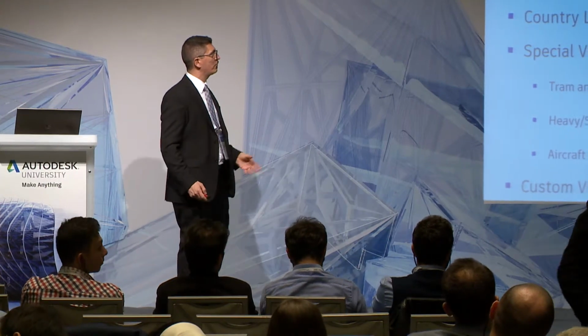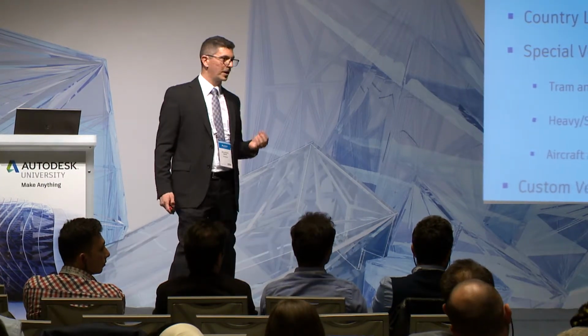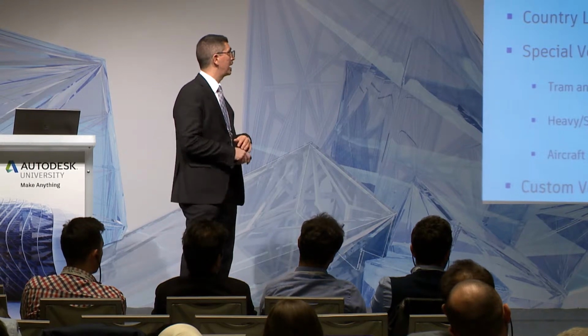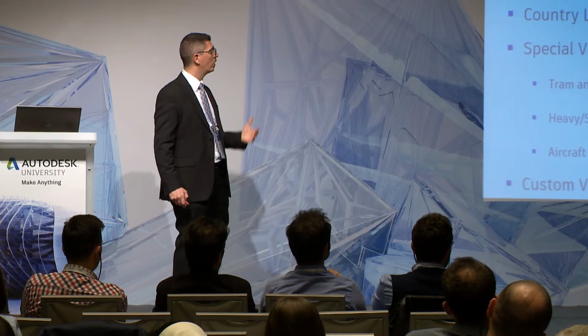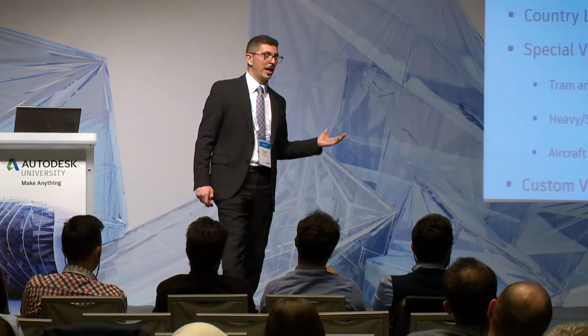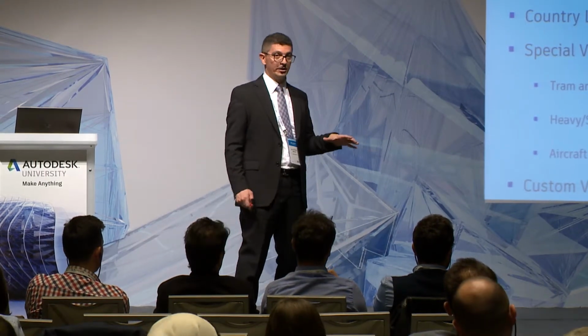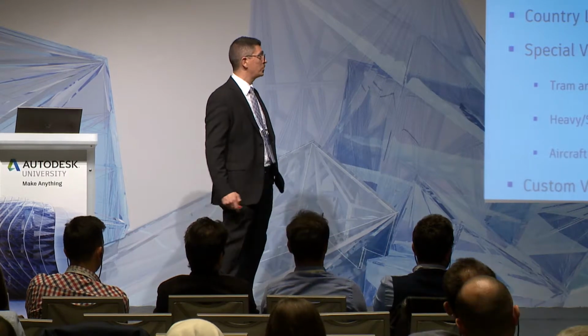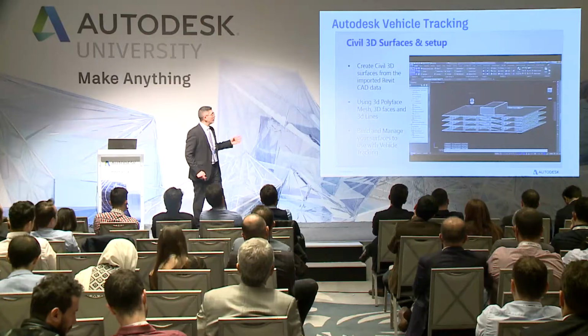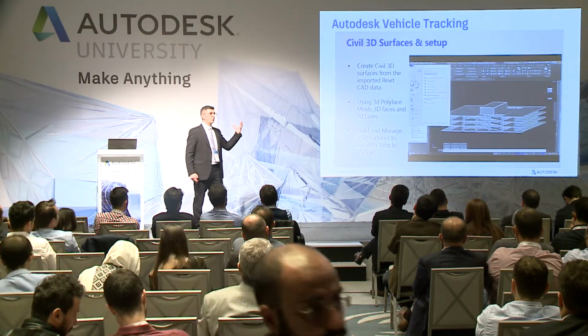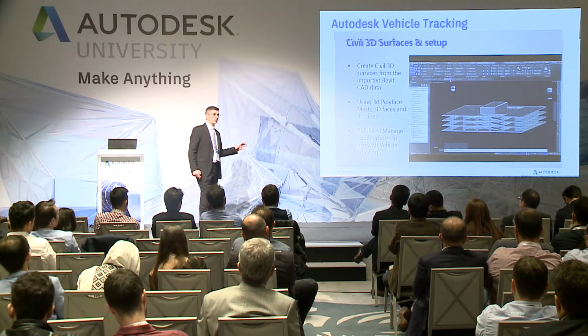Inside vehicle tracking, we have a lot of vehicles, and sometimes also special vehicles like a tram, rail, or aircraft for designing the airport site. And we also have the possibility to manage a custom vehicle.